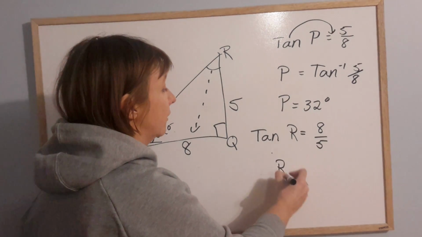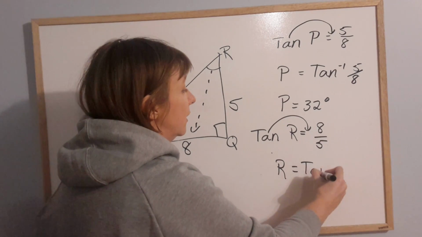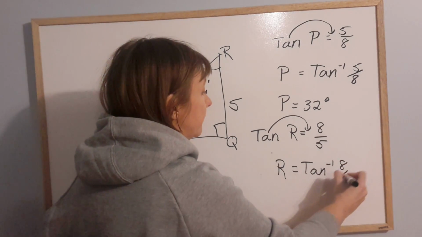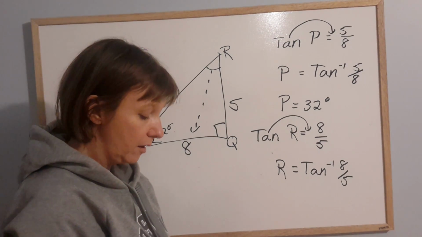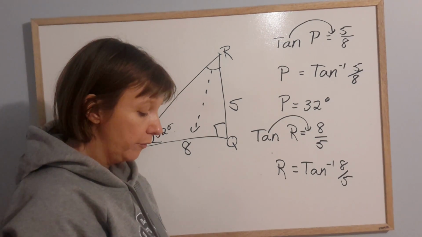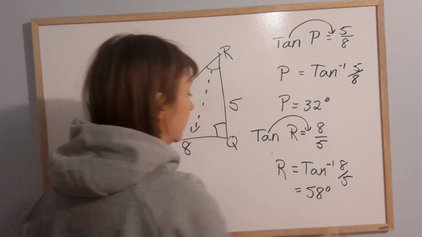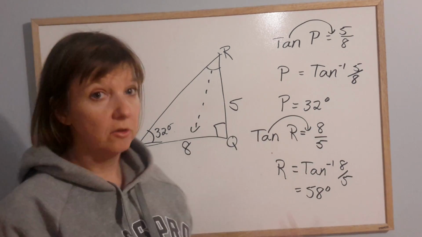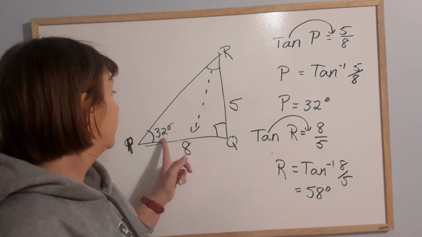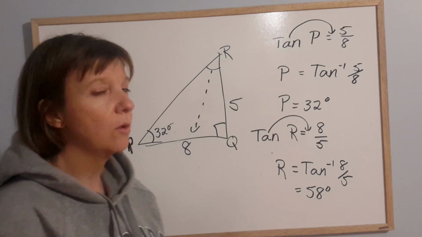So if I want to know what angle R is, when I move this tan over here, it becomes arctan of 8 over 5. So I just go to my calculator, I hit shift tan of 8 over 5, and it is 58 degrees, which makes sense because 58 plus 32 is 90, which it should be. These two angles should always add up to be 90 degrees, and they do, so I know I must be right.